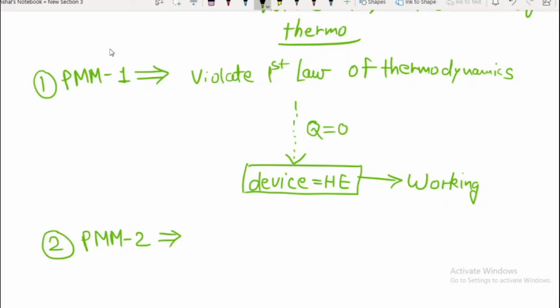Okay guys, the second one is the PMM2, the perpetual motion machine of the second type. It is impossible because it violates the second law of thermodynamics. Such a type of machine will absorb heat continuously from a single thermal reservoir.